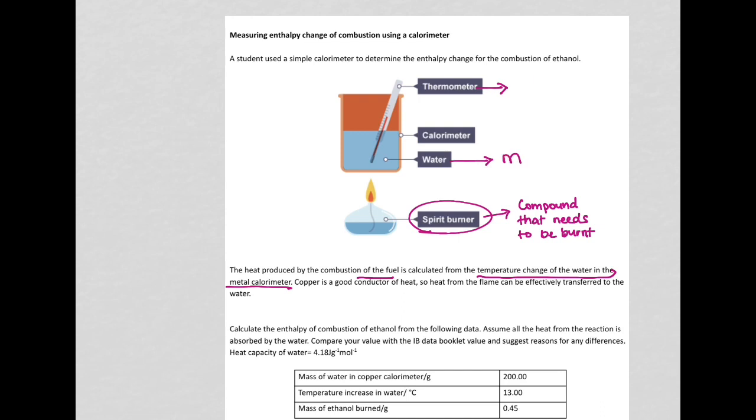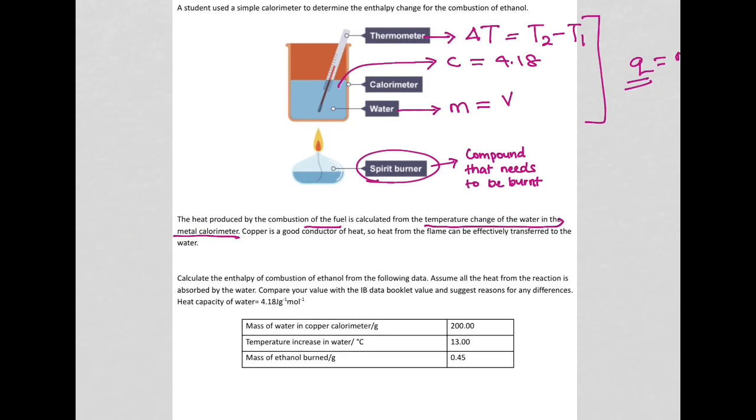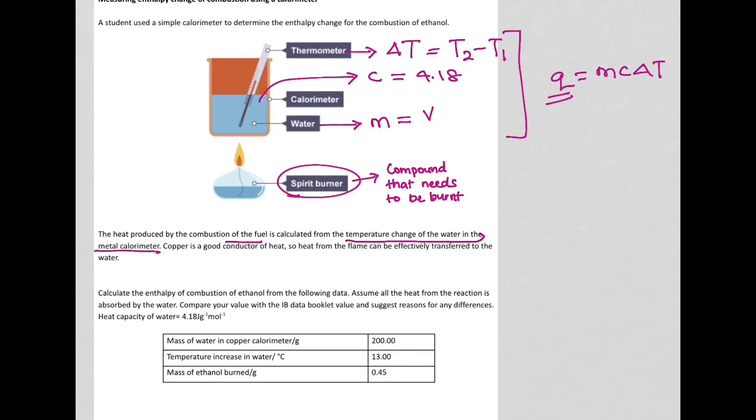Sorry, this is delta T. You can get delta T from temperature, so T2 minus T1. Mass of water, you can get it from the volume of water because density of water is 1. And you also know the specific heat capacity of water. And from this, you can use the formula Q is equal to mc delta T. From the Q, you will know the amount of energy that was released by that compound.